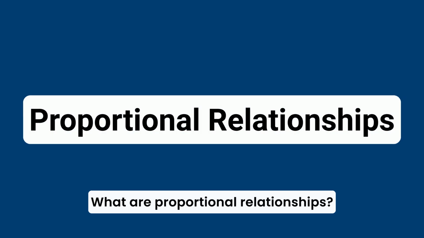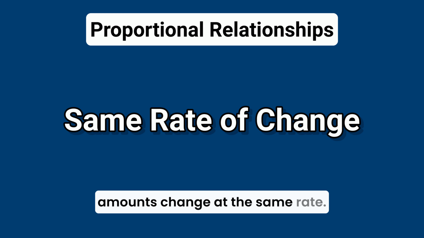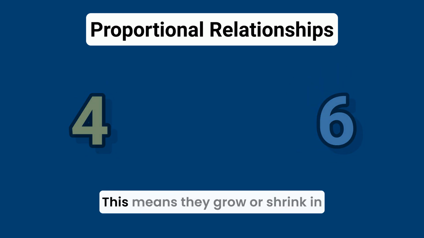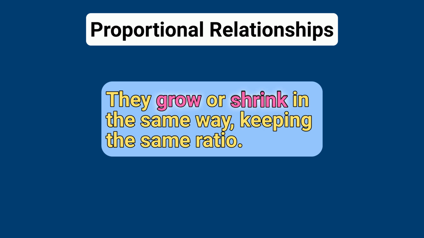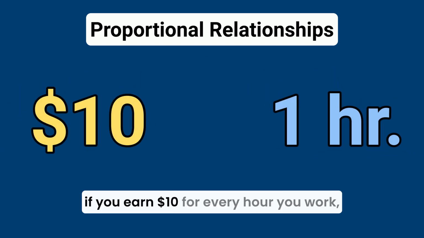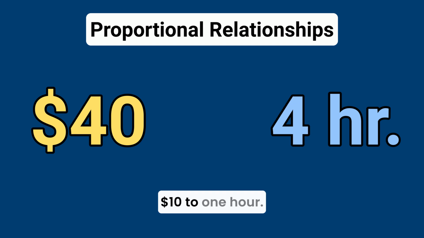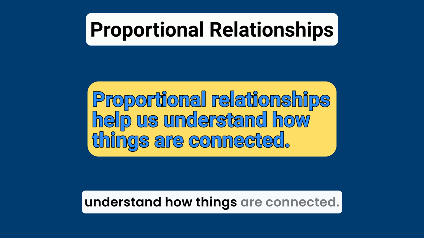What are proportional relationships? A proportional relationship is when two amounts change at the same rate. If one amount doubles, the other doubles too. This means they grow or shrink in the same way, keeping the same ratio. For example, if you earn $10 for every hour you work, the ratio of money to hours is always $10 to 1 hour.